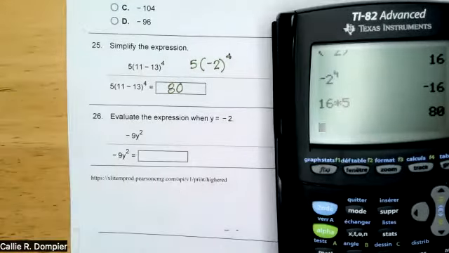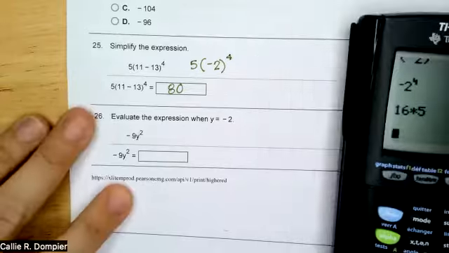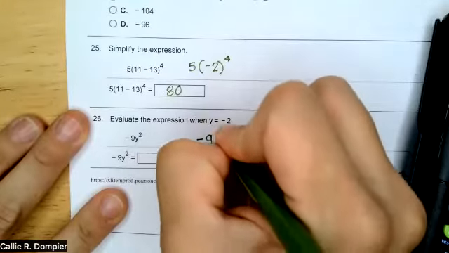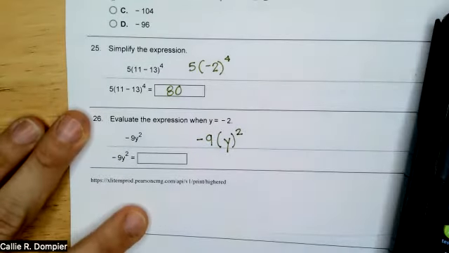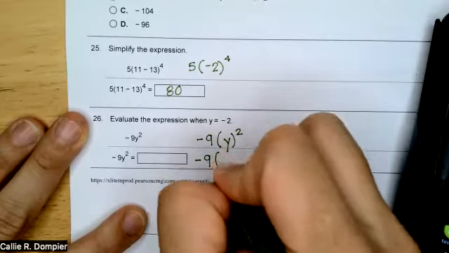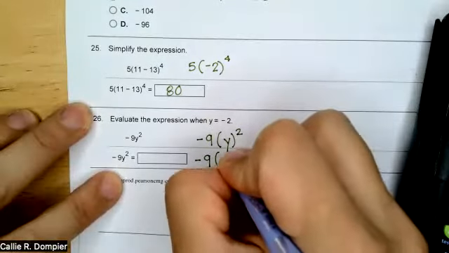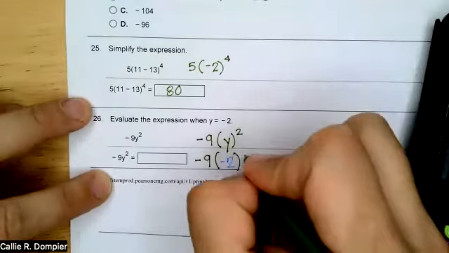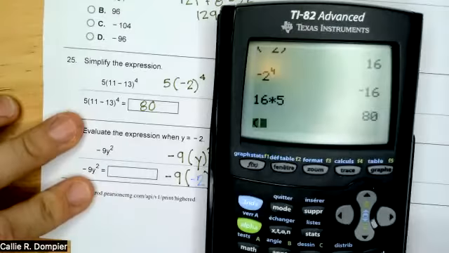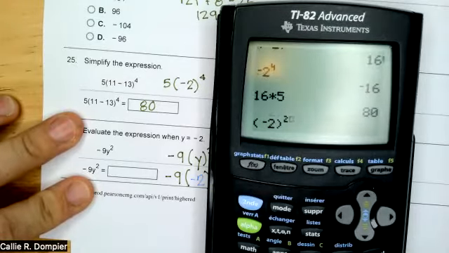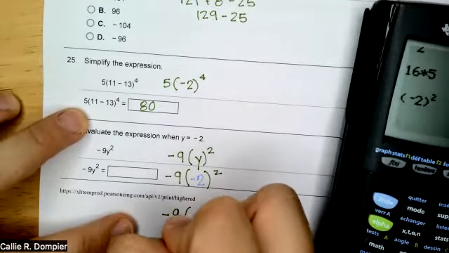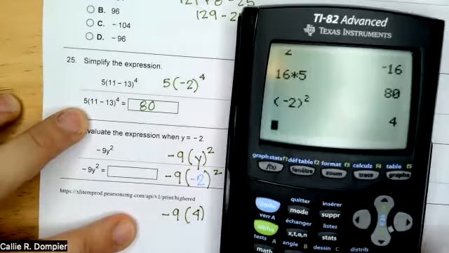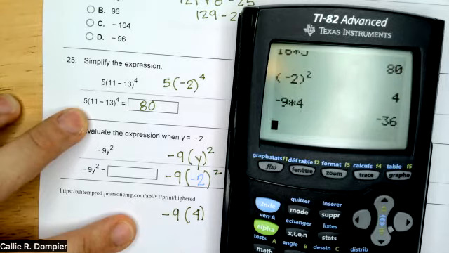It asks us to evaluate the expression when y is negative 2. Remember, I put it in parentheses before I switch it to a negative 2. Negative 2 squared is 4. So that's negative 9 times 4, which is negative 36.